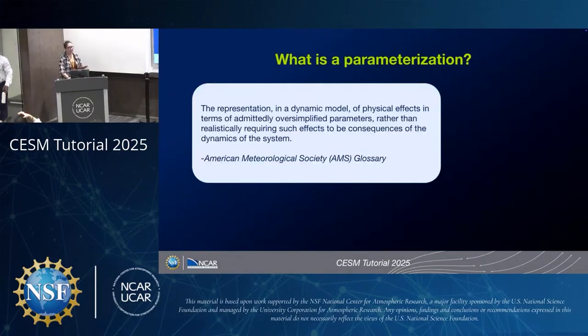So what is a parameterization? I like to start with the most technical definition. This is from the American Meteorological Society, or AMS. They have a really nice glossary. So this is just a good resource to have for the future. If there's ever a term in meteorology or atmospheric science that you're not familiar with, I definitely recommend checking AMS. So the technical definition is that a parameterization is the representation in a dynamic model of physical effects in terms of admittedly oversimplified parameters, rather than realistically requiring such effects to be consequences of the dynamics of the system. I do not like that definition. It's really hard to follow. My brain is not always at that level.